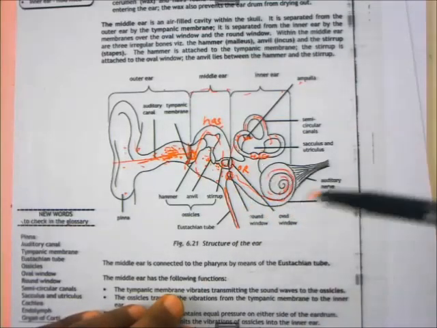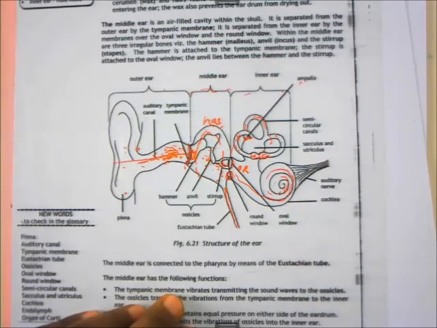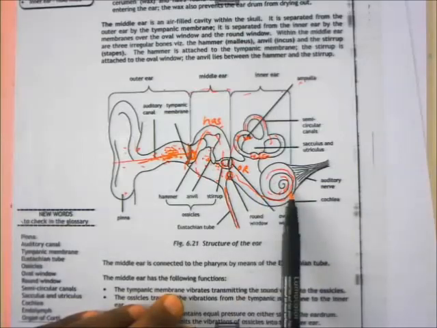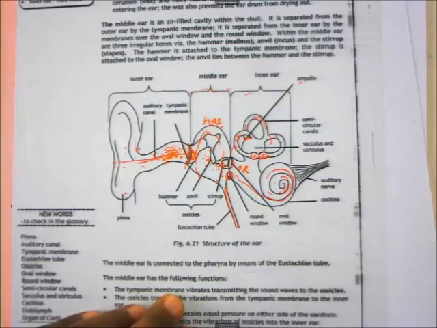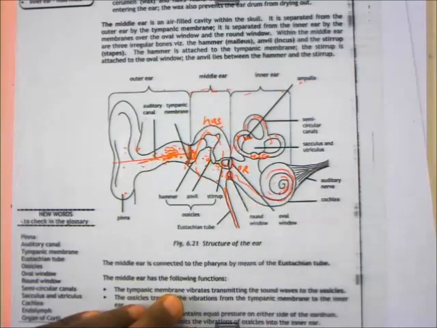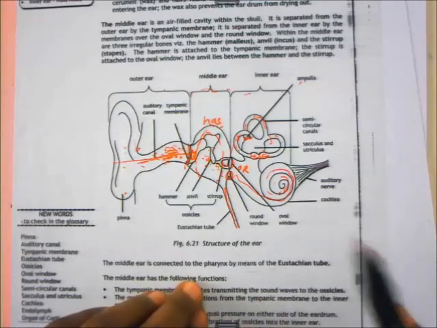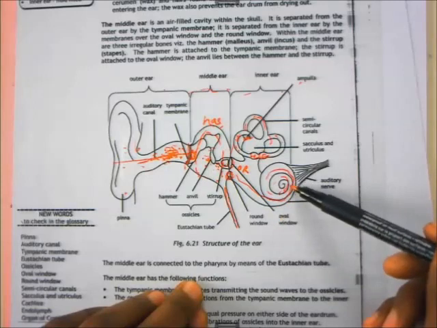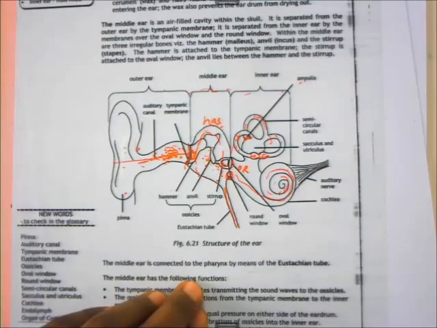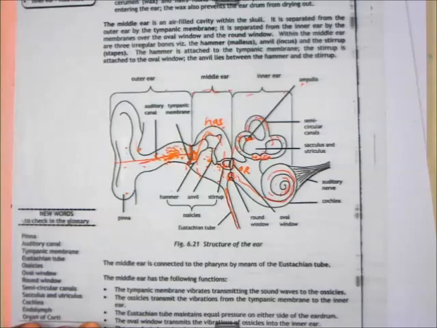So now, in order to help this person not to be completely deaf, or his hearing to be completely impaired, a doctor can put in what is called a cochlear implant. So now the function of the cochlear implant will be to stimulate the auditory nerve, so that the impulses can go to the cerebrum for hearing to take place.